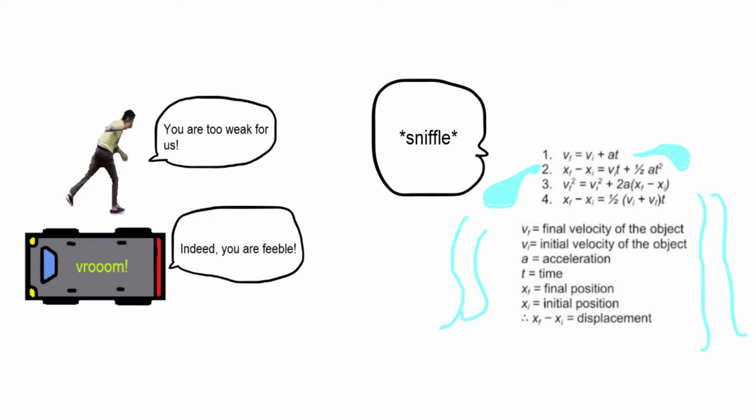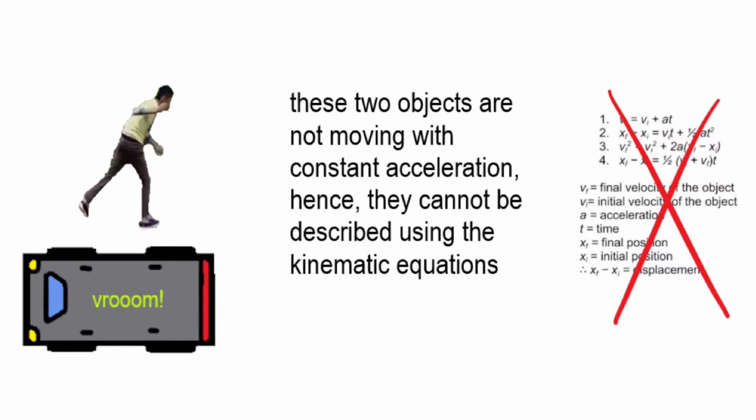Now, I don't mean to burst your bubble, but these equations cannot really be used to model the real motion of a moving car or a person. This is because they can only be used in a situation of uniform acceleration. This means that they can only be used when acceleration is constant, or if on an acceleration time graph you get a straight line. But in our situation, we do not get a straight line.